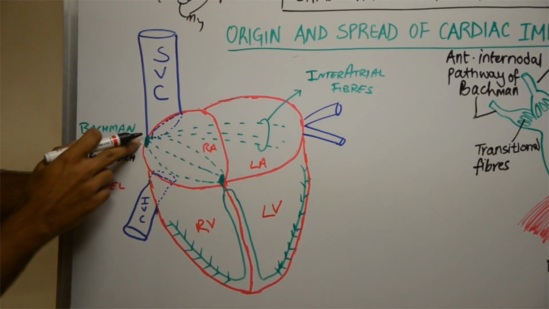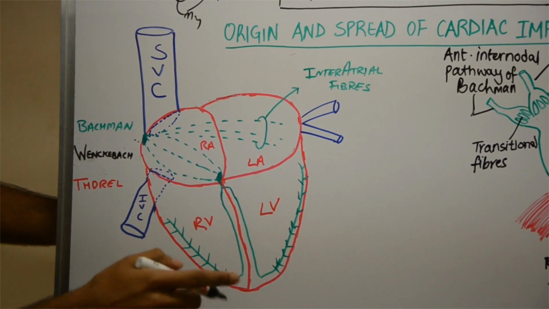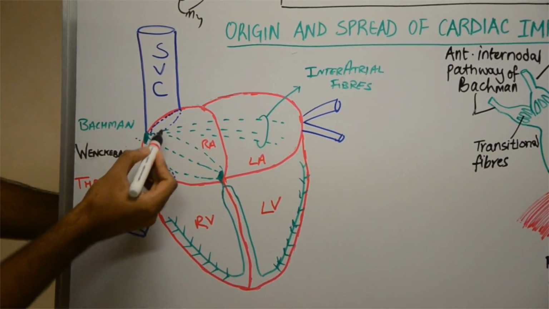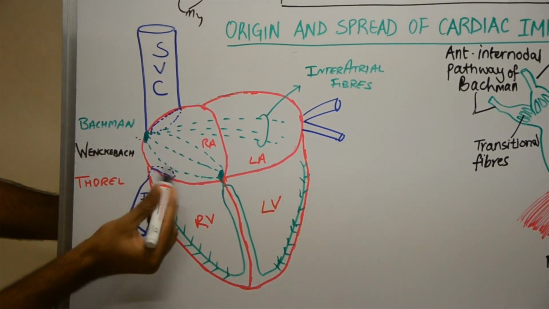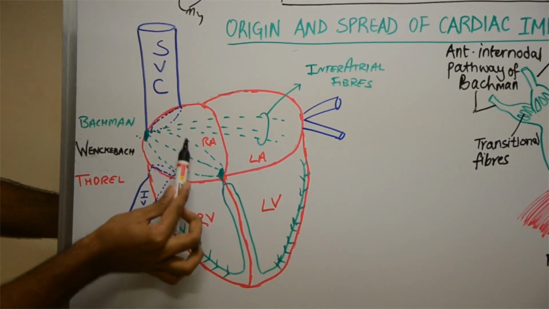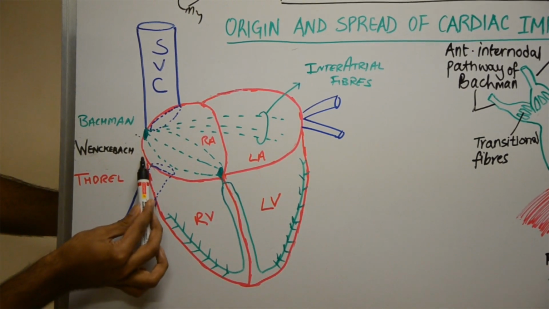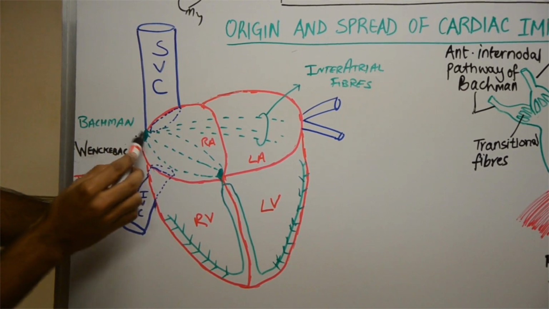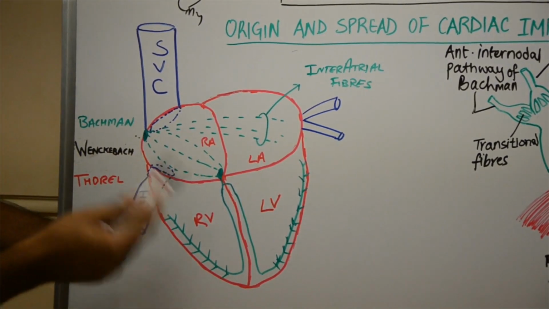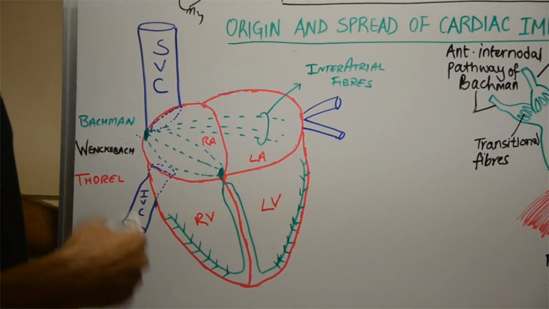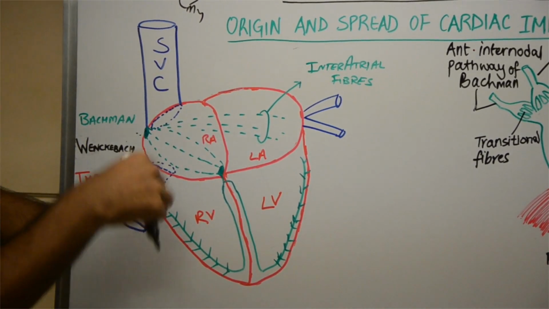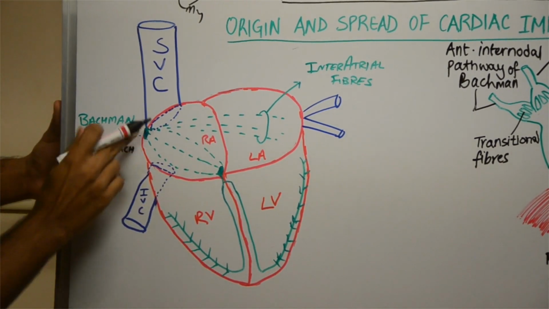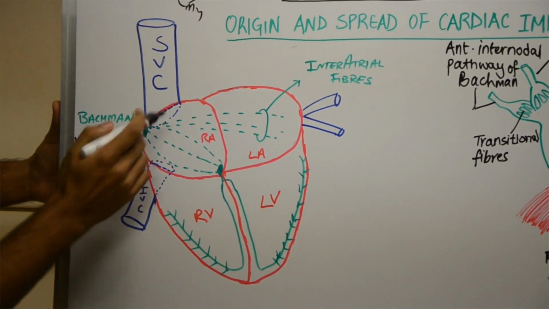This is the SA node, the sinoatrial node. It is located in the upper part of the right wall of the right atrium, near the opening of the superior vena cava. This is the right atrium, this is the right wall, and this is the superior vena cava. So this is the location of the SA node. The SA node's measurement is 15 by 2 by 1: 15 millimeter is the length, 2 millimeter is the thickness, and 1 millimeter is the width.